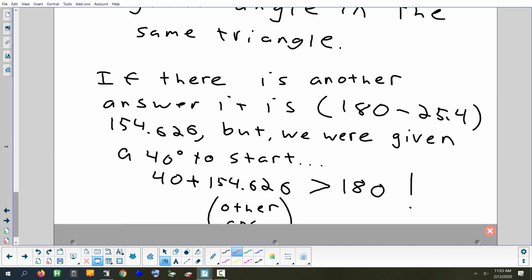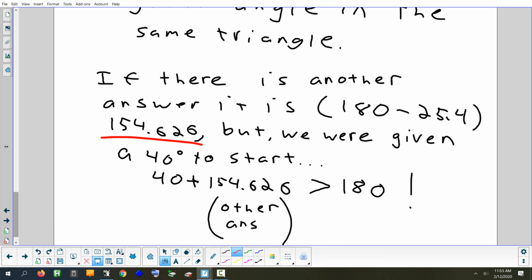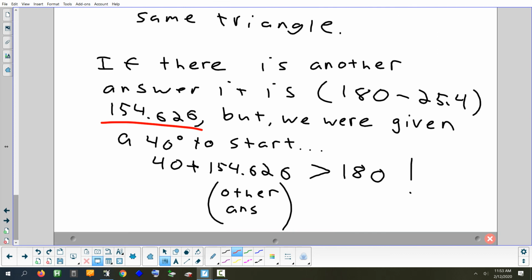So this is what we did. We found the second answer. It was 25 point something, 25.4. We subtracted it from 180, and we got this. But the angle that we were given was 40. You can't fit 40 and 154 in the same triangle. Okay? It's greater than 180. So this time the other answer was too big.